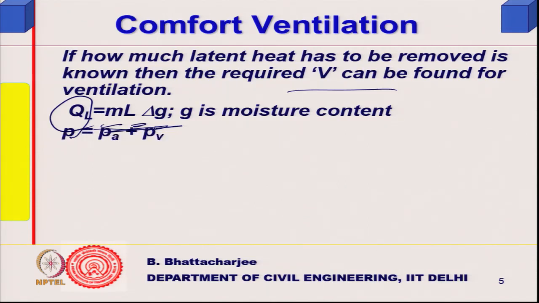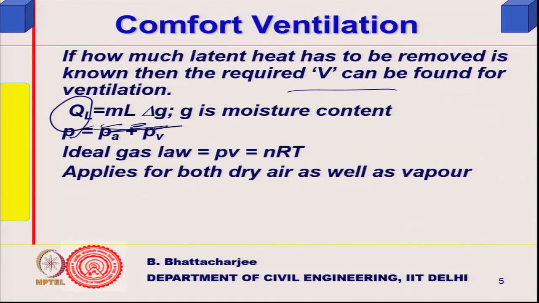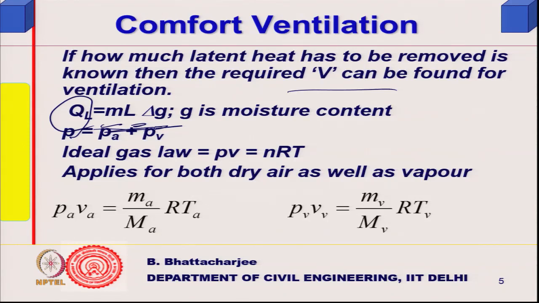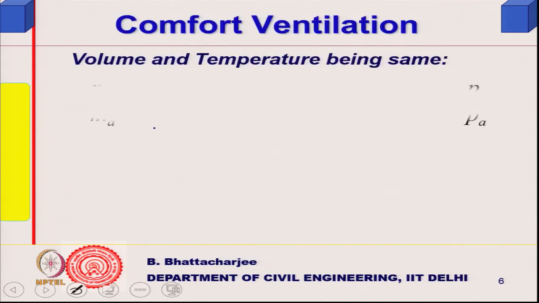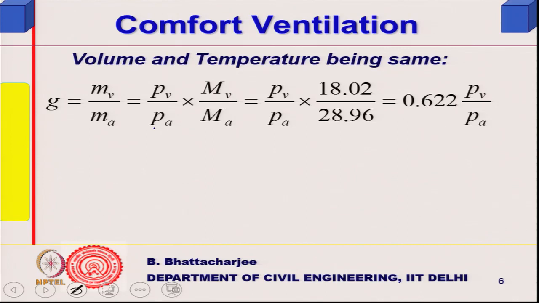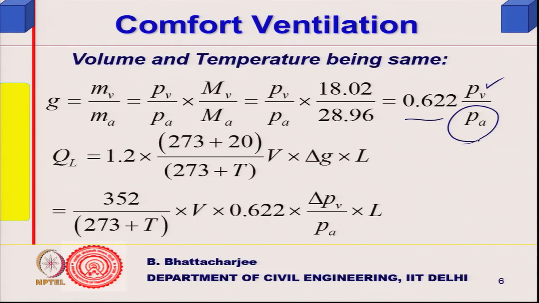Using that partial vapor pressure equation, which I think I have given you earlier, which applies to both dry air as well as vapor, and we know that P_A, V_A, and P_V, etc., we looked into this right in the beginning. From this one can find out the moisture content as 0.622 times partial vapor pressure over the pressure of air. So from that, G, the moisture content, we can relate to. Therefore Q_L, where 1.2 is the density.